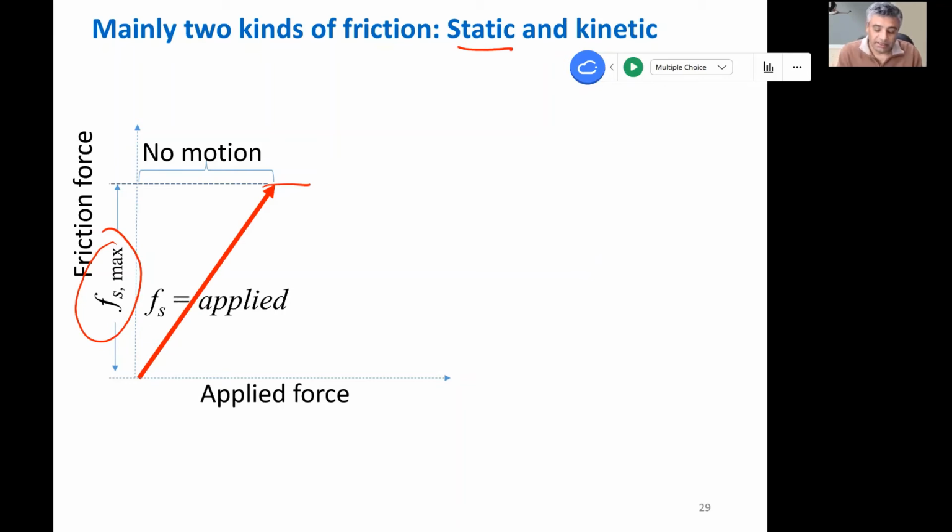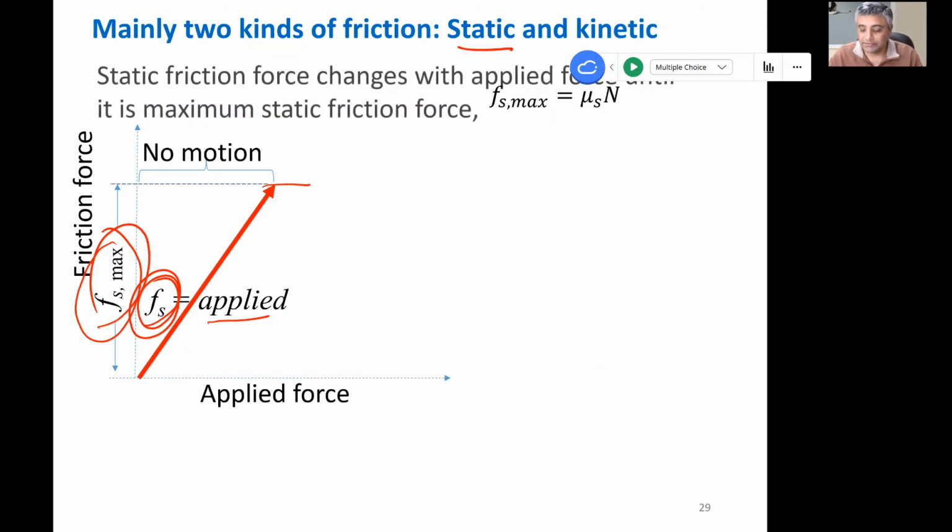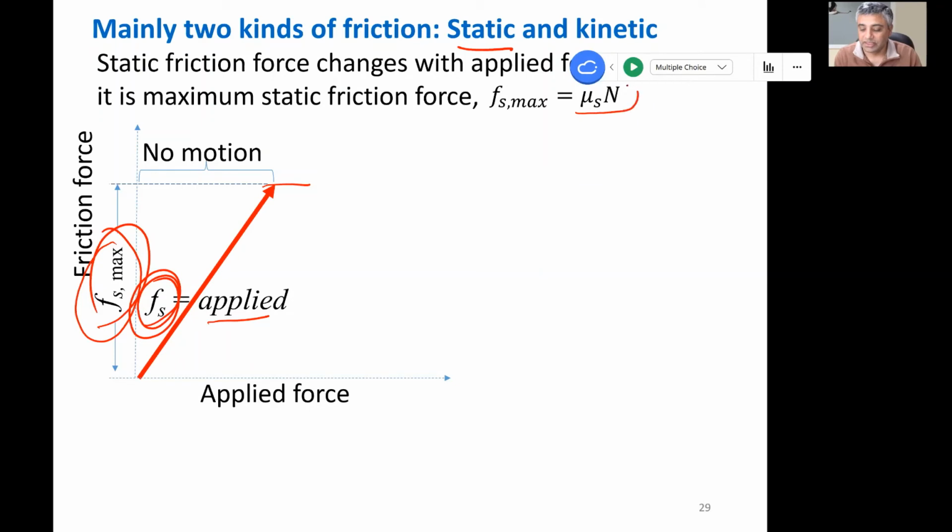See, the static friction force is equal to the applied force. But when it is maximum, right before it starts sliding or just barely sliding, that's when it's maximum, okay? And that maximum value is given by this equation. It depends on normal force, and you already know what normal force is. Normal force is related to weight. It's not always equal to the weight, but it is related to weight, okay? Sometimes it is equal, sometimes it's not.